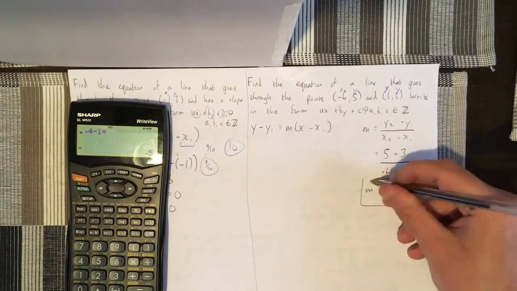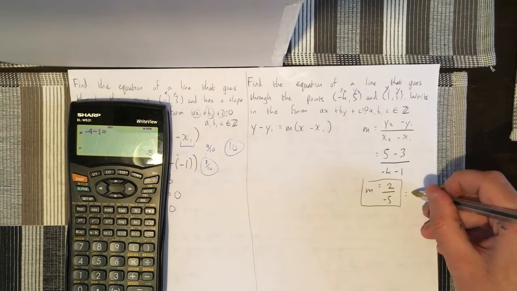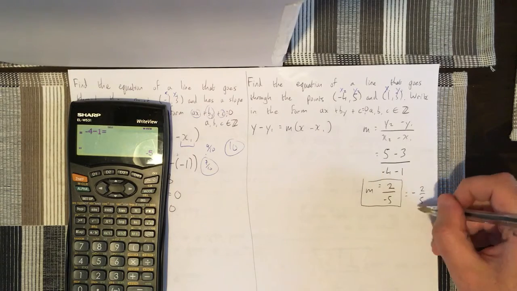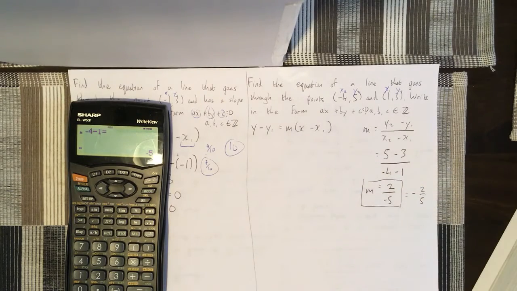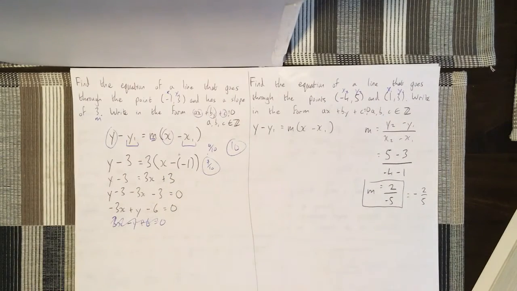And there's my slope. 2 over minus 5, which is just the same thing as, you can put the minus out in front like that, or you can put the minus on top, or you can leave it on the bottom. So minus 2 over 5. And as I said, when we were doing slope, you will generally leave slopes as fractions. So minus 2 over 5 is what I'm going to use here.